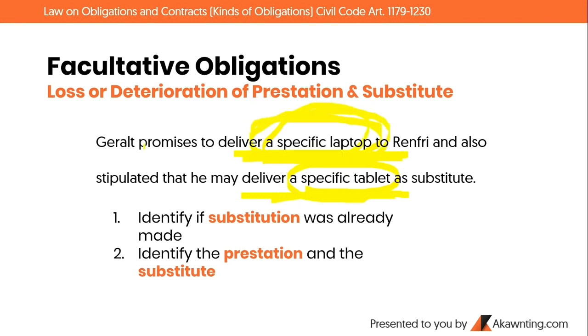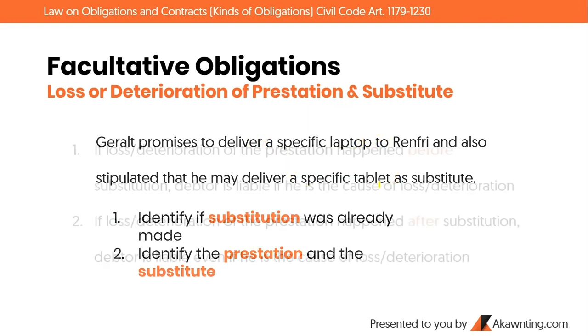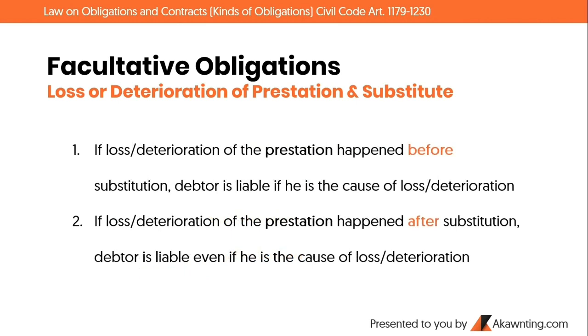Yung una na nabanggit dito, di ba? Gerald promises to deliver. Tapos substitute lang si specific tablet kasi. So, hindi siya yung principal object. Ang principal object dito ay yung specific laptop. Substitute yung specific tablet. Inulit ko, kapag wala pang nangyayaring substitution, ang prestation in effect ay si principal object, which is in this case, specific laptop. Pero once na nangyari na ang substitution, ang prestation in effect ay yung specific tablet na, which is the substitute. So, why is it important na malaman kung ano ba yung currently active prestation?